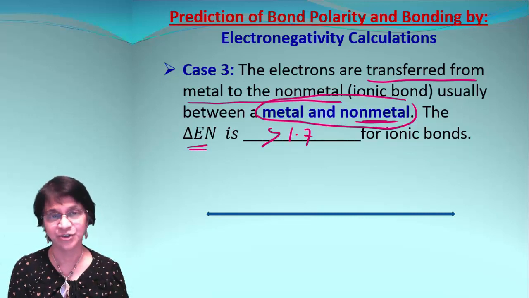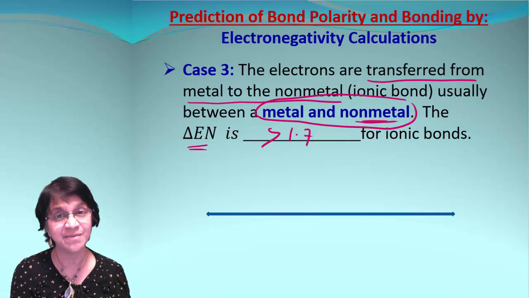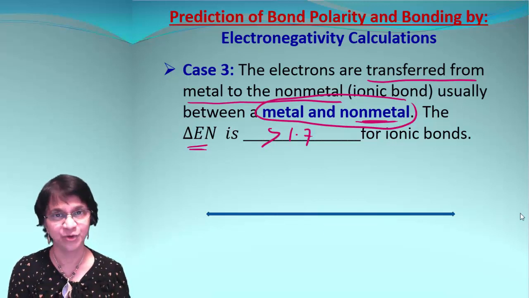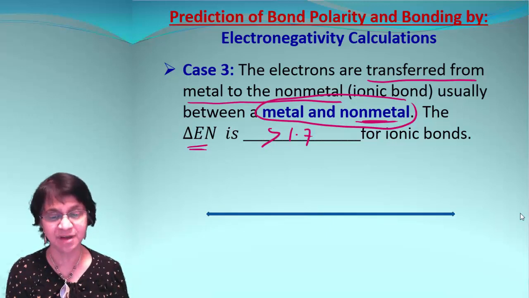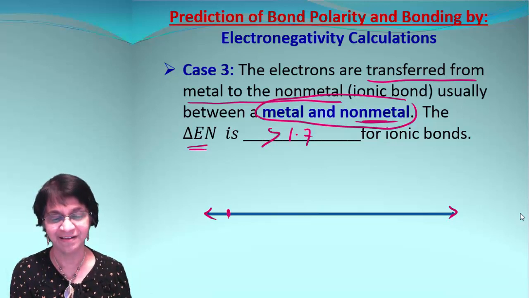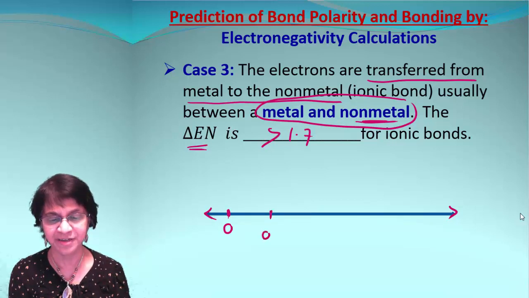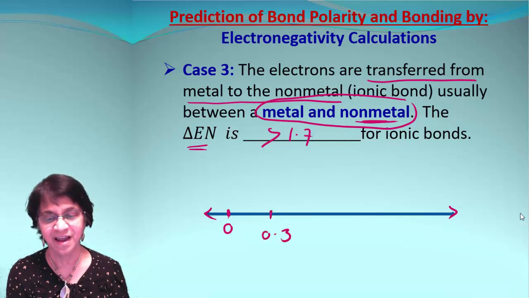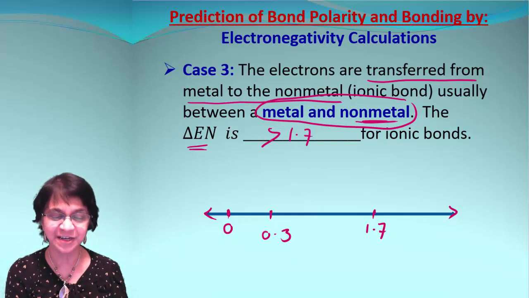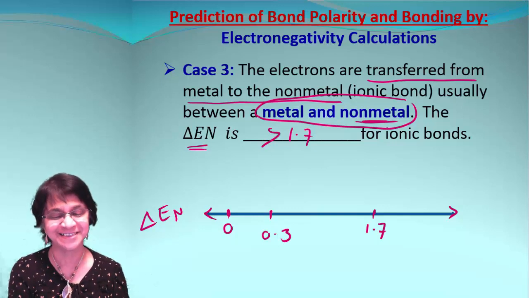So here's something I like to use. Instead of remembering the rules, I make use of this number line. If you want, you can memorize these rules, or I am going to use this number line. And this is the 0 for my number line. Let's say maybe 0.3 comes somewhere over here, and 1.7 is coming somewhere over here. I'm just using a random scale there. And this number line represents delta EN, that is the electronegativity difference.